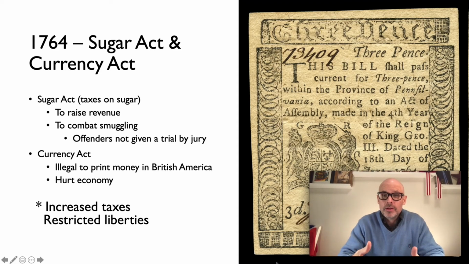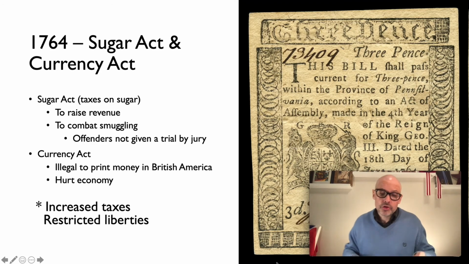I can only spend Pennsylvania money in Pennsylvania, New York money in New York. So there was some problem with the currency. But you need a currency to run an economy. So they made it illegal to print money in British America, for the reasons I just mentioned. But this is going to hurt the economy. And the economy was just starting to repair itself after the 7 Years' War.